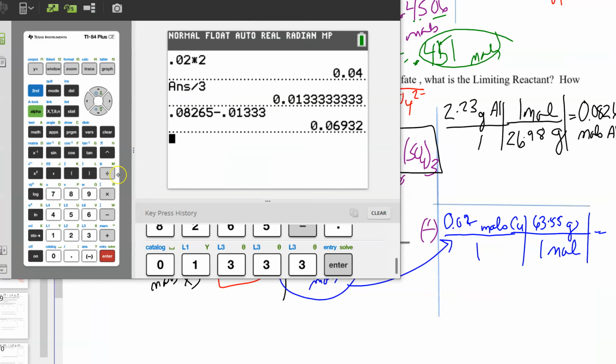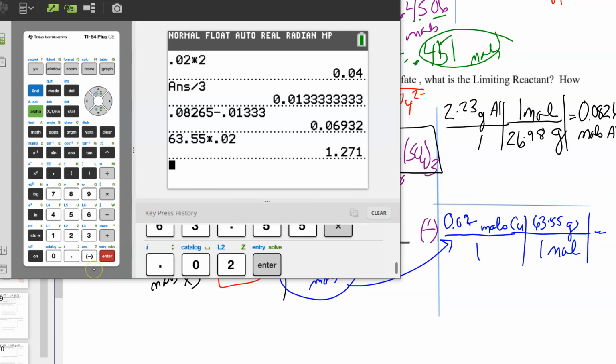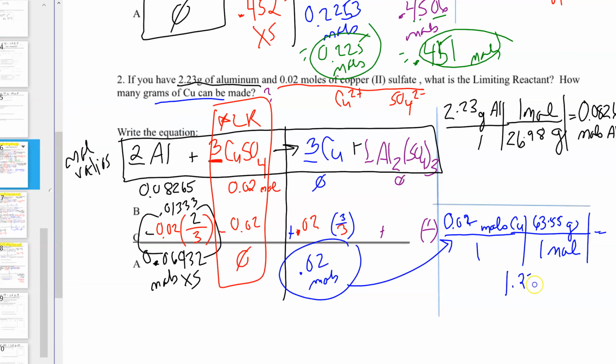So we're going to take 63.55 times 0.02, and we're going to get 1.271. 1.271 grams of that solid copper made. Now let's check for sig figs.